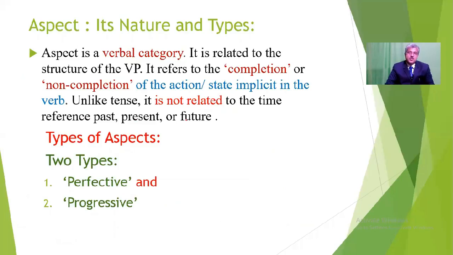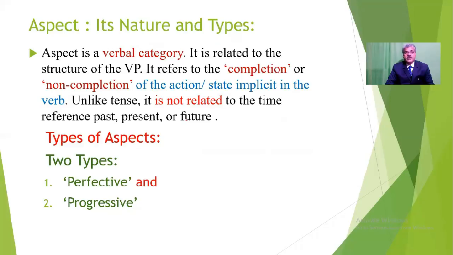Now we will move towards the second dimension of the verb phrase: aspect, its nature and type. Aspect is a verbal category. It is related to the structure of the verb phrase. It refers to the completion or non-completion of the action or state implicit in the verb. Unlike tense, it is not related to the time reference, past, present, or future.